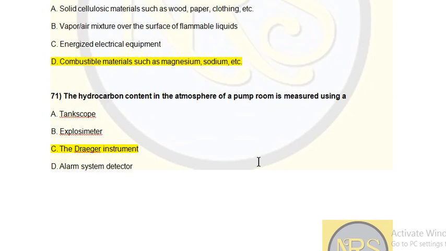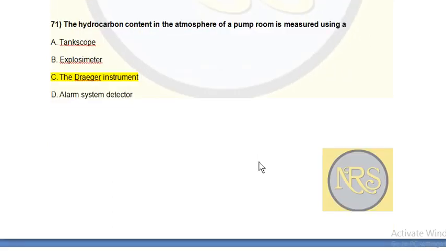Question number 71. Hydrocarbon content in the atmosphere of a pump room is measured using option A, tank scope. Option B, explosimeter. Option C, Drager instrument. Option D, alarm system detector. The correct answer is the Drager instrument. Drager is the maker name. Correct answer is option C.